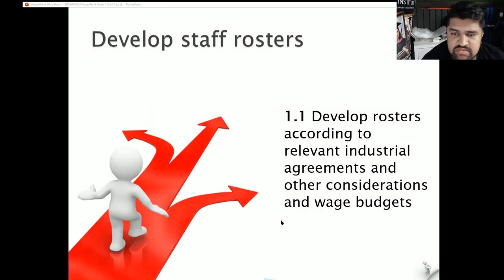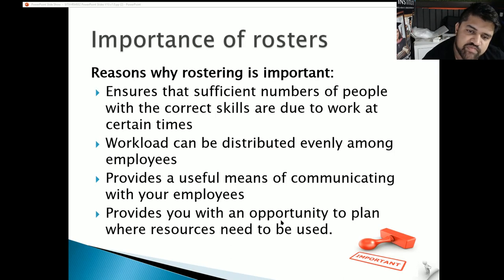So, develop staff rosters, 1.1. Develop rosters according to relevant industrial agreements and other considerations and wage budgets. The reason why rostering is important is so that we ensure that a sufficient number of people with the correct skills are due to work at certain times.